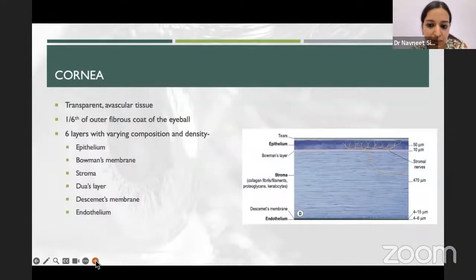Coming to the most important structure for this class today, the cornea. It is a transparent avascular tissue which forms the outer fibrous coat of the eyeball and forms 1/6 part of the outer layers. The cornea has 6 layers with varying composition and densities. From outside to inside, we have the epithelium, Bowman's membrane, stroma, Dua's layer, Descemet's membrane, and the endothelium, as shown in this diagram.